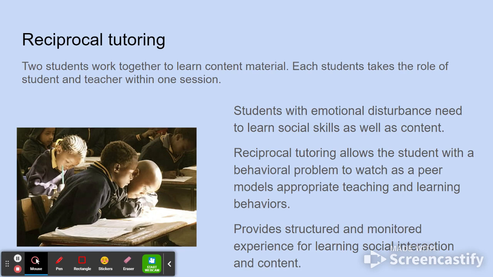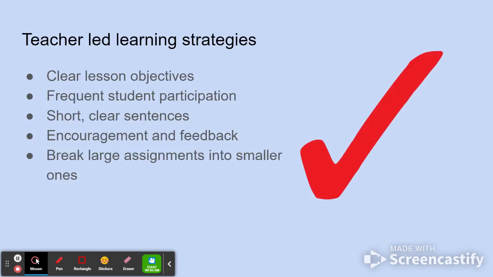They take turns in the role of teacher and student. This is great for children with emotional disturbance because they need to learn the social skills as well as the content. So they first get to watch their peer model appropriate behavior, and then they get to engage in the same type of behavior. It's this constant modeling and exercising, and they get to do both ends of that. So that's a great method that I like for teaching those students.